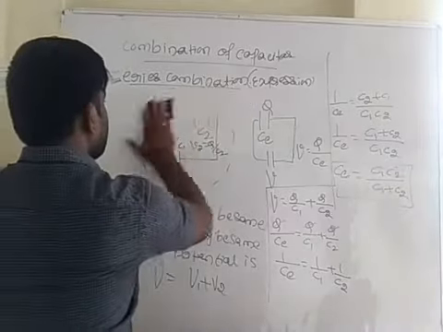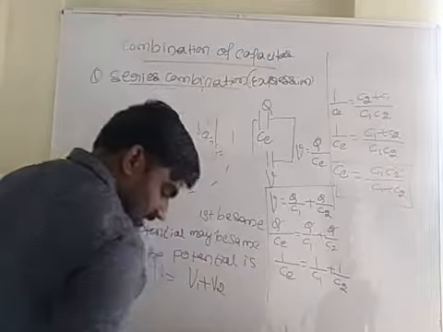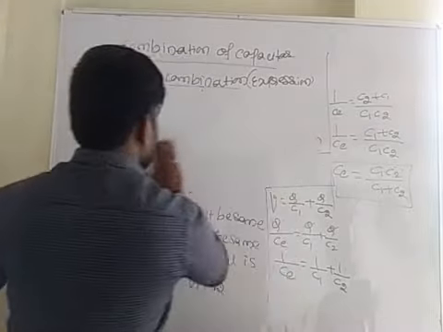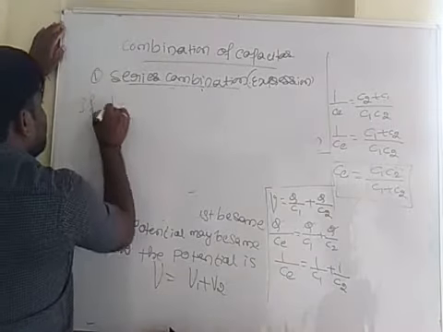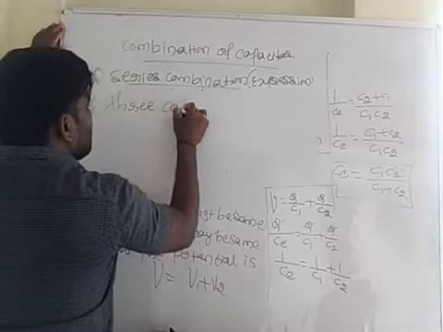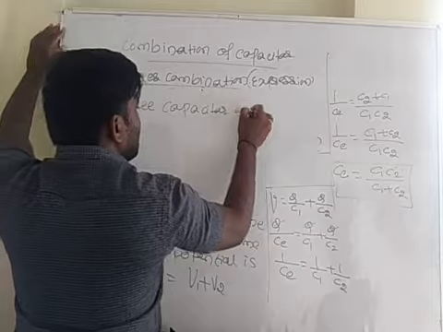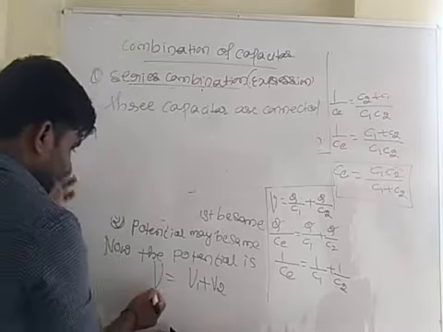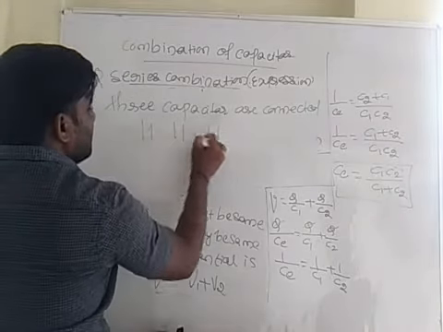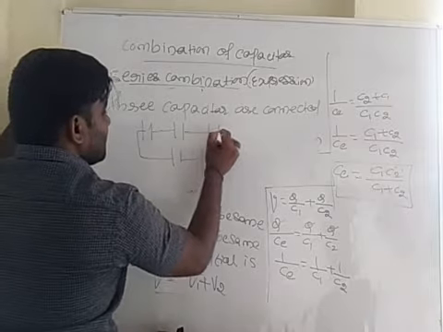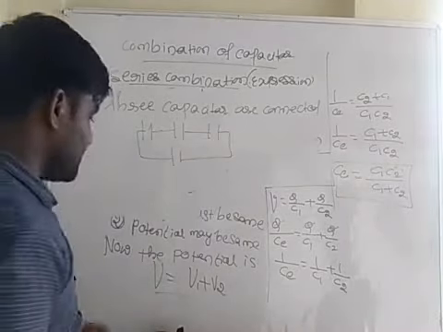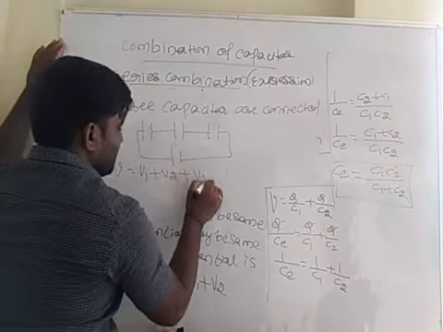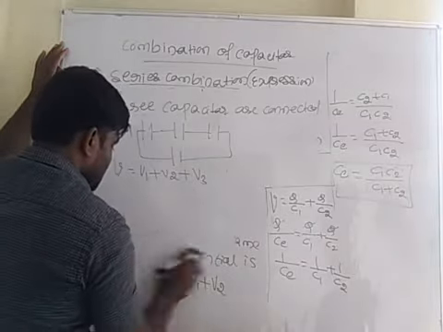Next will be three capacitors connected in series. I will write here. If three capacitors are connected, then what happens? Same thing. If there are capacitors 1, 2, 3, and these three capacitors are connected in series, then same thing. V is equal to V1 plus V2 plus V3.